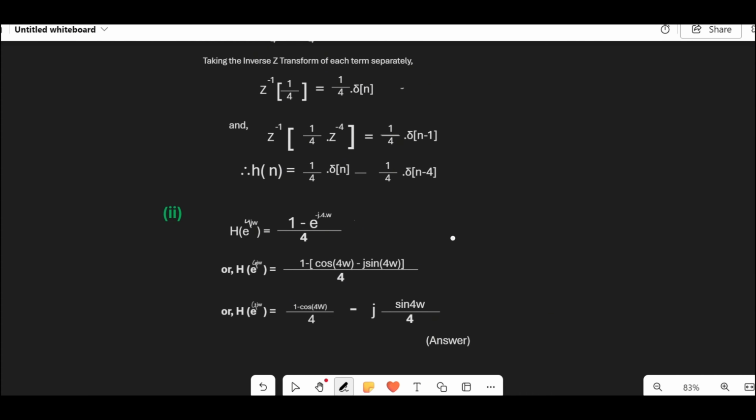We know that e to the power minus j theta equal to cos theta minus j into sin theta. Here theta equal to 4 omega. That is the final answer.